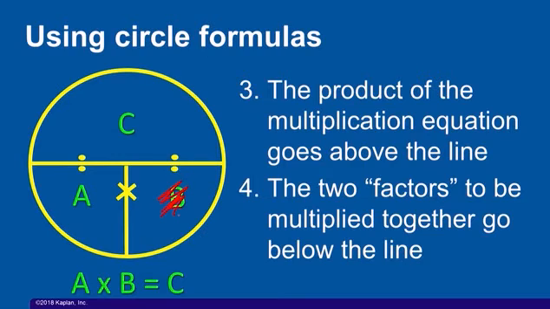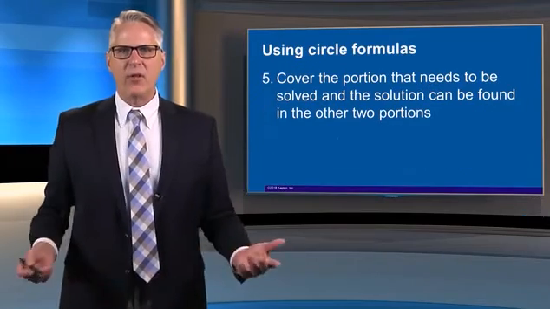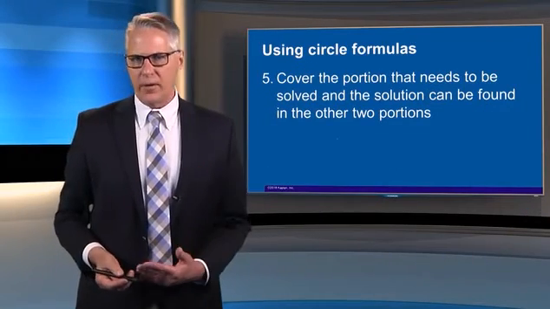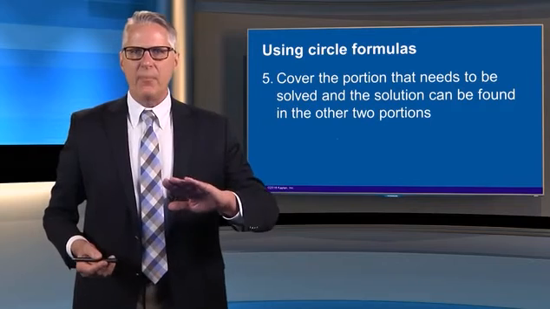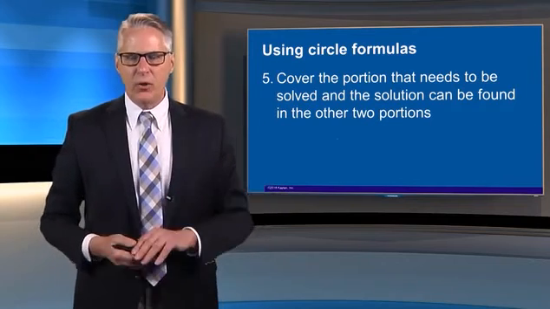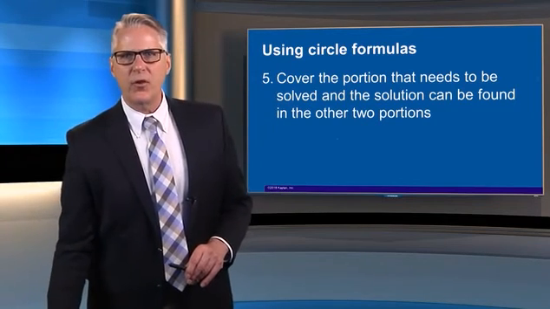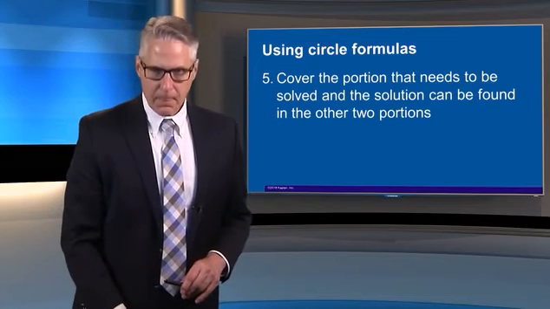And look what the graph tells you to do. Look what the circle formula tells you to do. Take C and divide it by A. That'll equal the missing link. So you cover the portion that you're trying to solve for, the thing you're looking for. You cover that up, and the solution can be found by looking at the two other portions.